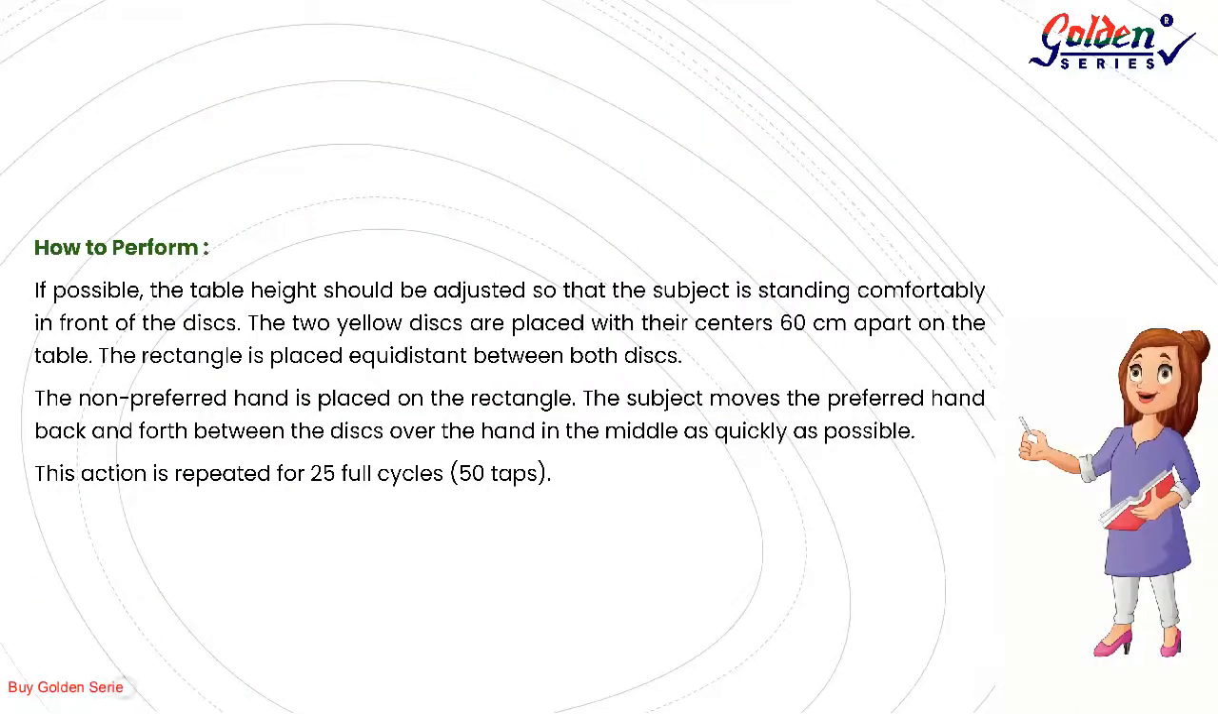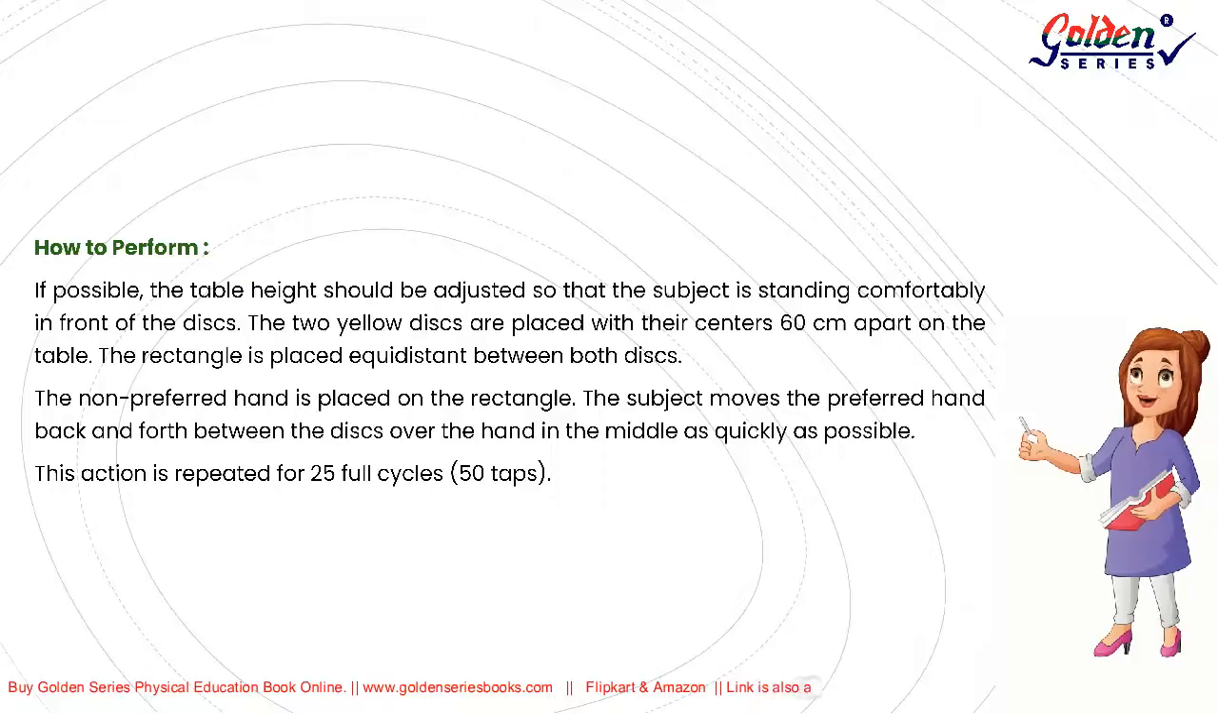How to perform? If possible, the table height should be adjusted so that the subject is standing comfortably in front of the discs. The two yellow discs are placed with their centers 60 centimeters apart on the table. The rectangle is placed equidistant between both discs. The non-preferred hand is placed on the rectangle.